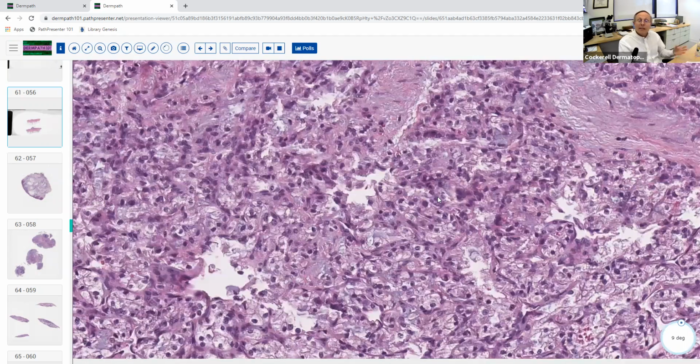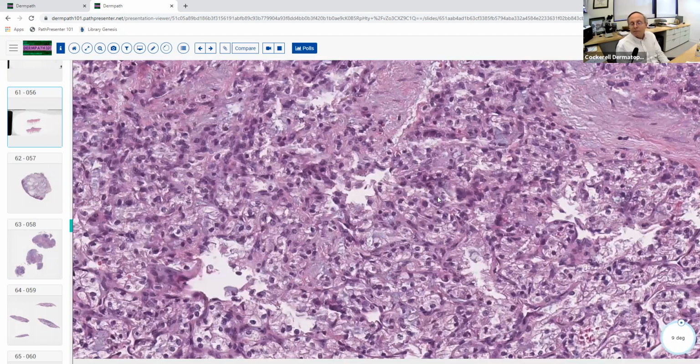So they're probably not going to ask you too many metastatic lesions on the board, but if they do, this is probably one of the ones they'll ask.